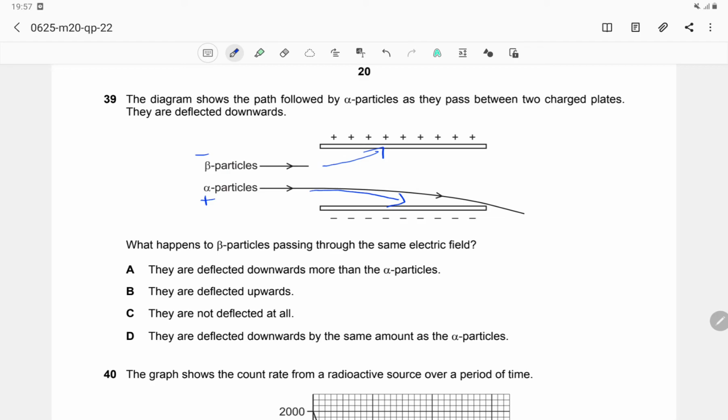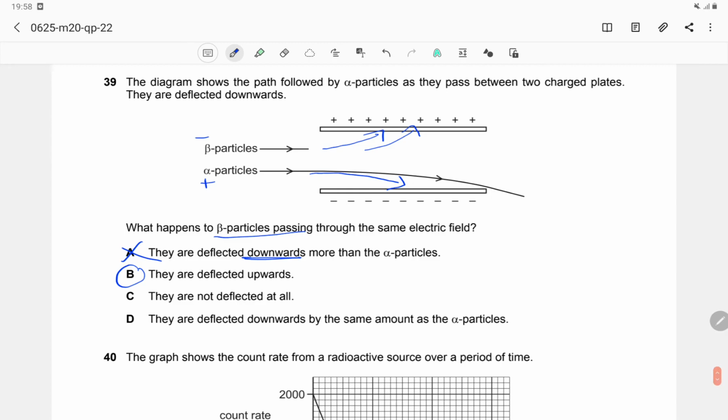So what will happen to the beta particle? They will deflect upwards, right? The alpha particle deflects downwards. Hence, option A says they are deflected downwards. That is wrong. They are deflected upwards. So option B is the correct answer.